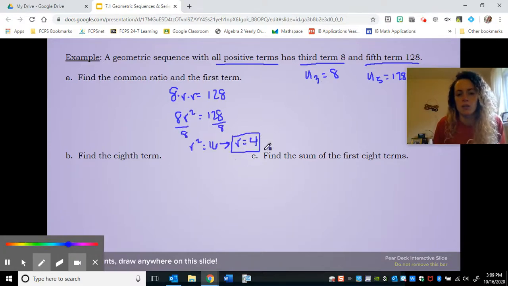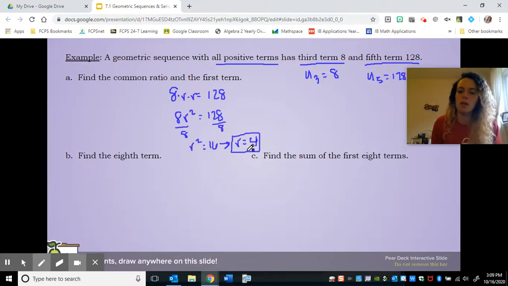All right, so I found r to be 4, and remember it said that all terms are positive here, so that's why instead of saying plus or minus 4, I just left it as a positive 4, because everything has to be positive. If it didn't say that, then I would want to keep in the plus or minus because I don't know which one they're looking for. It could be both. So just keep that in mind.